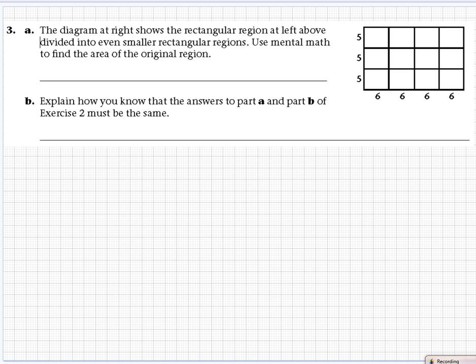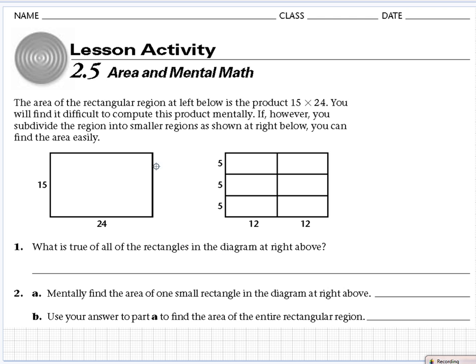I'm not going to give you the answer to that one. I am going to do an example with you. When they're talking about the diagram at the right, showing a rectangular region above, the rectangular region above that they're talking about was this one right here. Okay, so all they did was, and I think you can see it, they cut the 12 in half to make 6 plus 6 plus 6 plus 6, still 24.